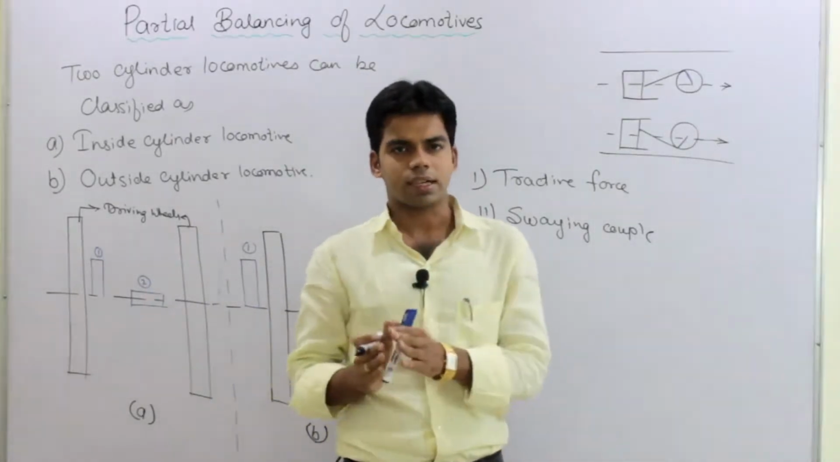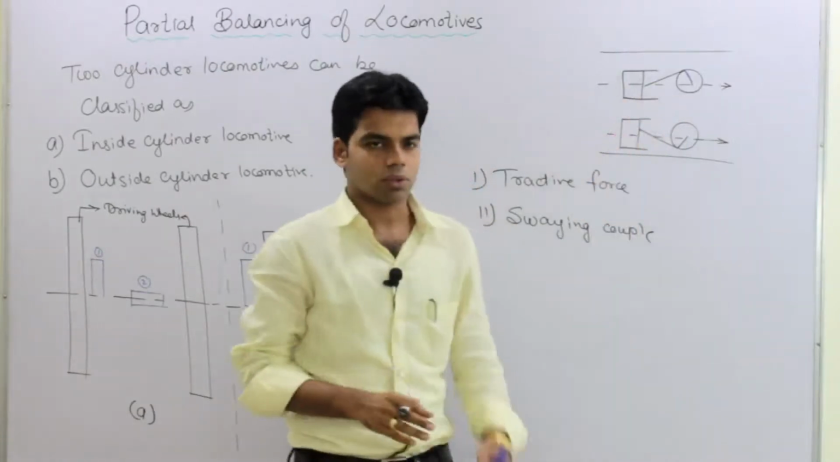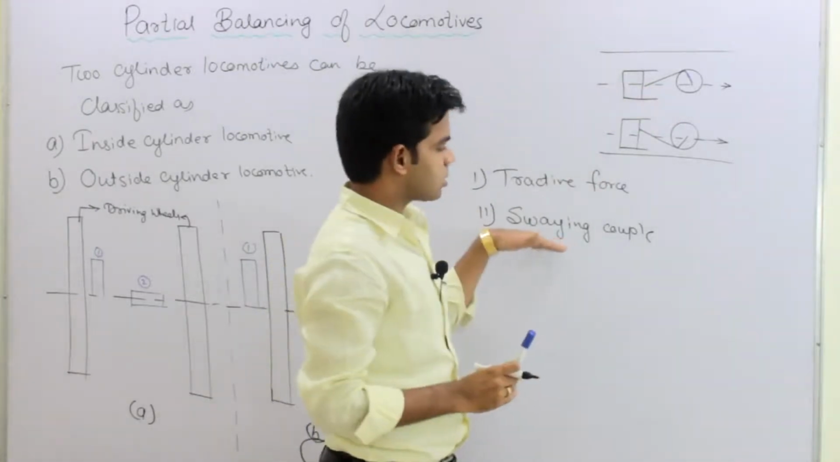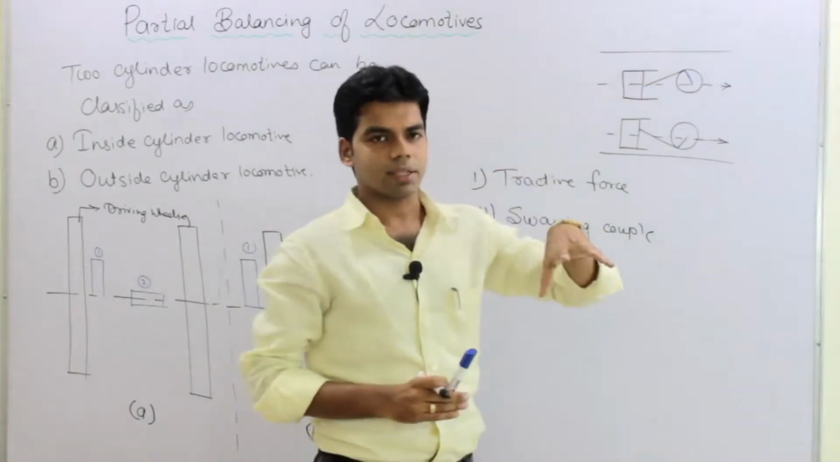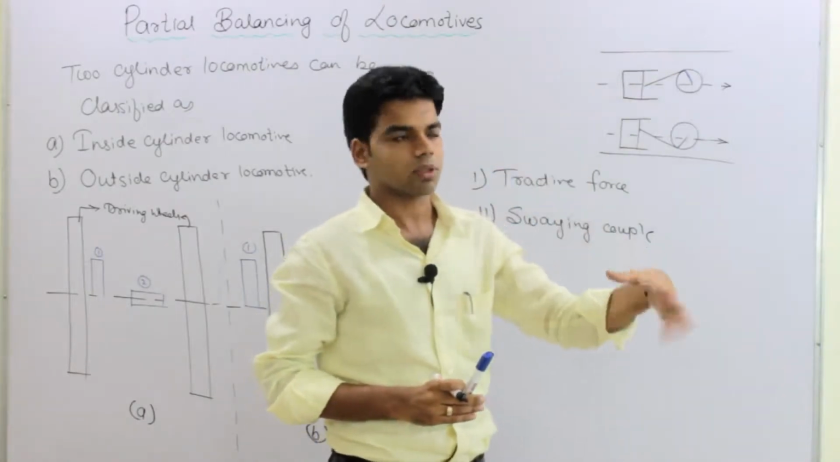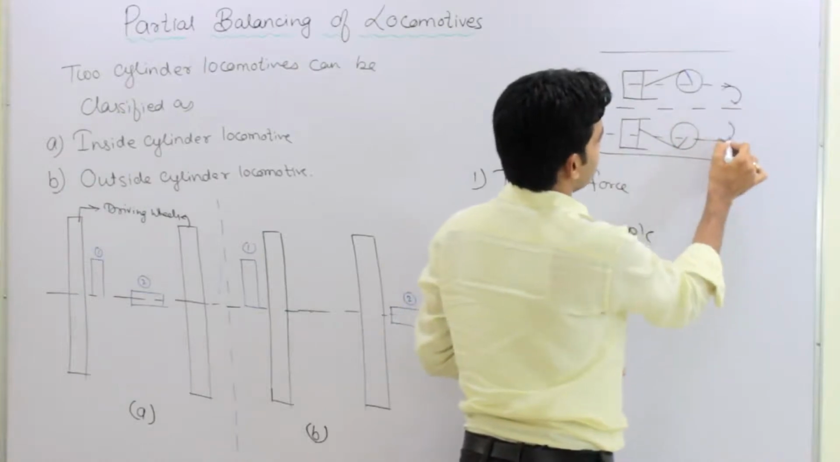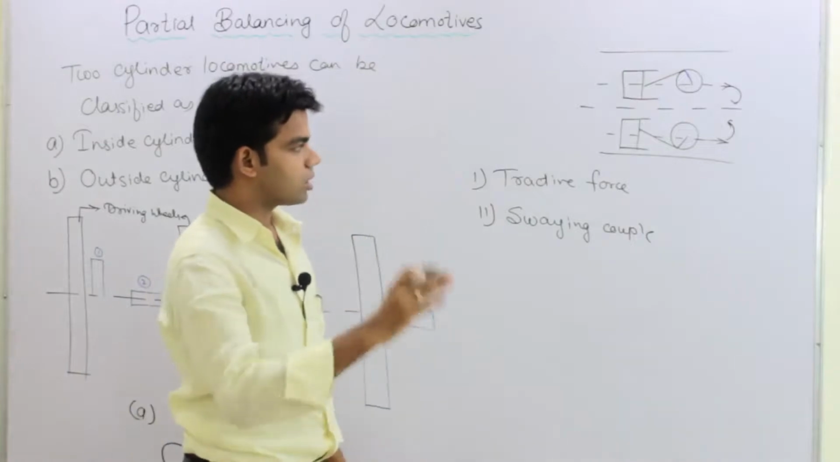Now what is this tractive force? Tractive force is the resultant unbalanced force along the line of stroke. And what is the swaying couple? Because we have two different engines which are having two different forces along the line of stroke, obviously they will produce a couple. So this couple is nothing but the swaying couple. We will look into more details here.